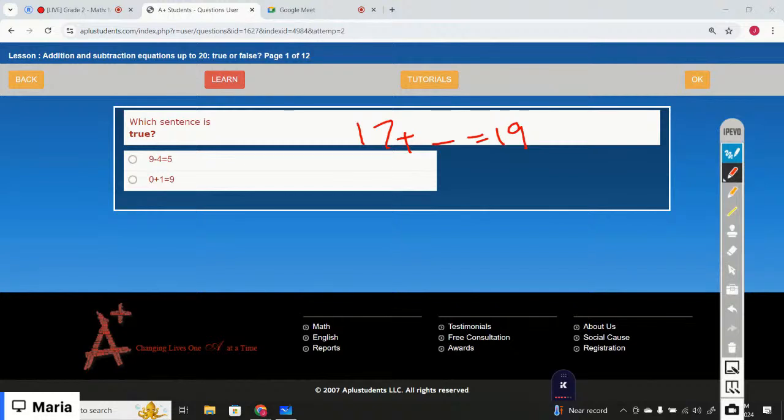Just see if you solve them, they have both sides exactly equal. Like the first one is 9 take away 4. So just subtract. 9 take away 4 is 5. So 5 is equal to 5. That means this is the true one, right?